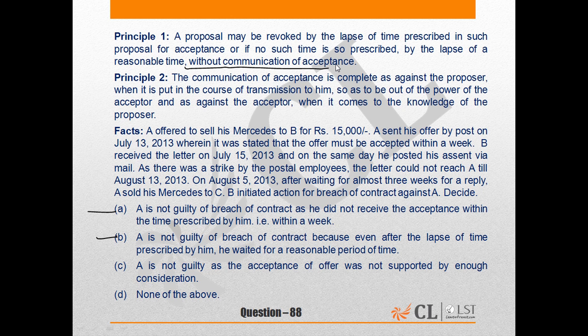Principle 2 says the communication of acceptance is complete as against the proposer. Proposer is a person who is giving the offer, who is proposing something. So the communication of acceptance will be complete for the proposer when it is put in the course of transmission to him so as to be out of the power of the acceptor. So when the acceptor puts the acceptance in the course of transmission towards the proposer, as soon as the acceptance is put in course of transmission, the communication of acceptance is complete.